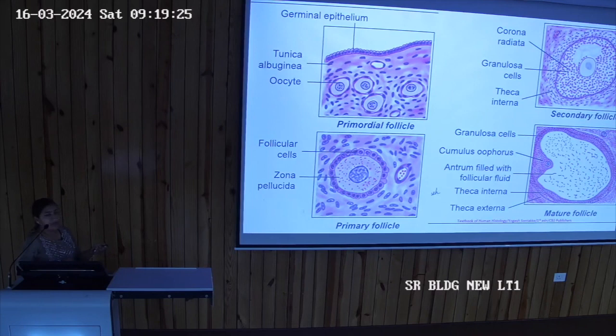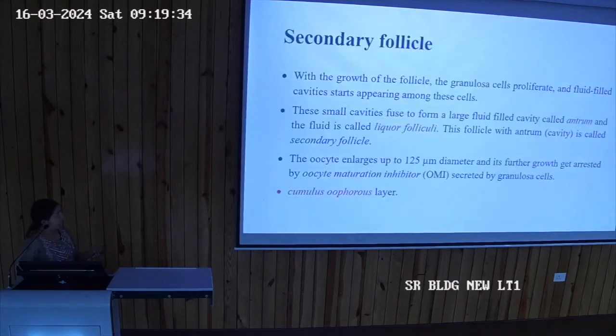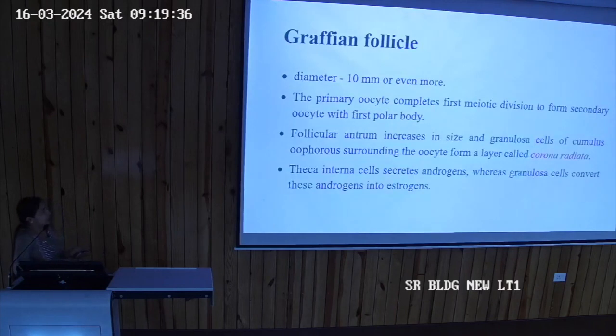This oocyte will be pushed to one side. So the whole cavity will be formed inside the follicle. Now the matured Graafian follicle has a diameter of 10 millimeters.